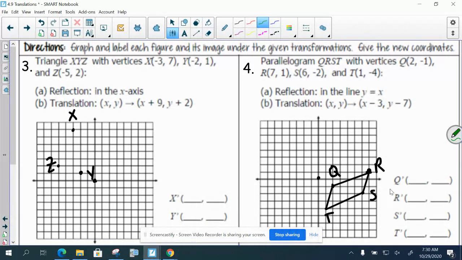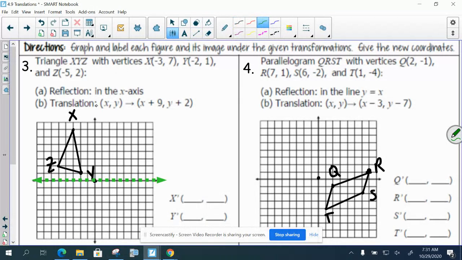All right, so in action, these are like combos. First you will reflect it, and then you'll translate it. So maybe we'll just do one of these. So here's our pre-image point. And then we're reflecting it in the x-axis. So I'm going to highlight my x-axis.